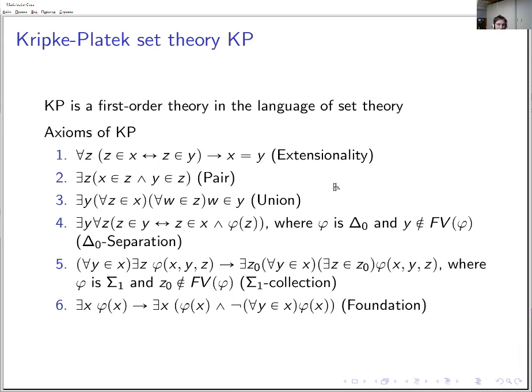Oh, sorry, here's a typo. So foundation. I put this negation symbol here, but it should be over phi here rather than outside. So if you have some definable property phi, that there exists at least one element, then there exists a membership minimal element that satisfies this property. So this is what's going on here.